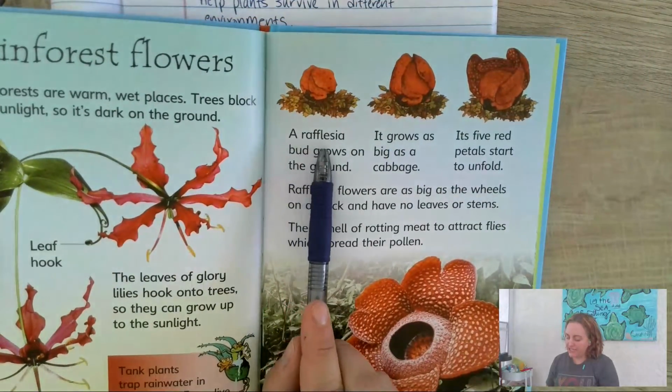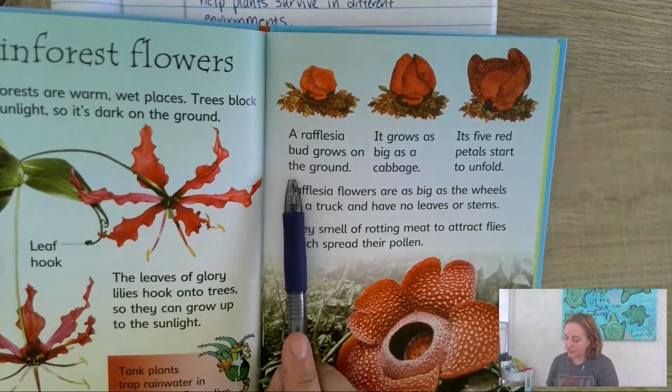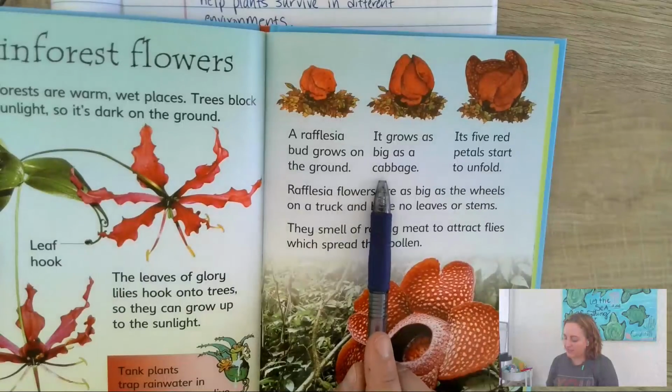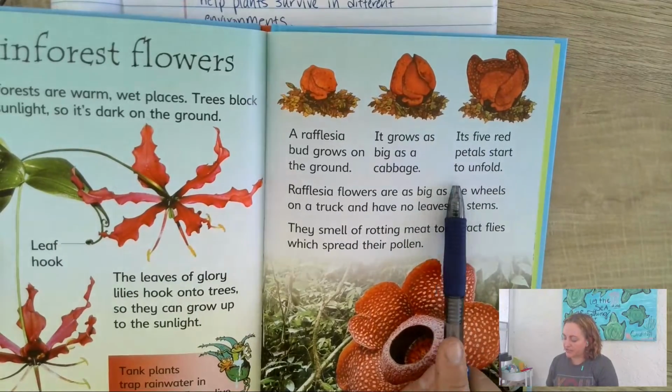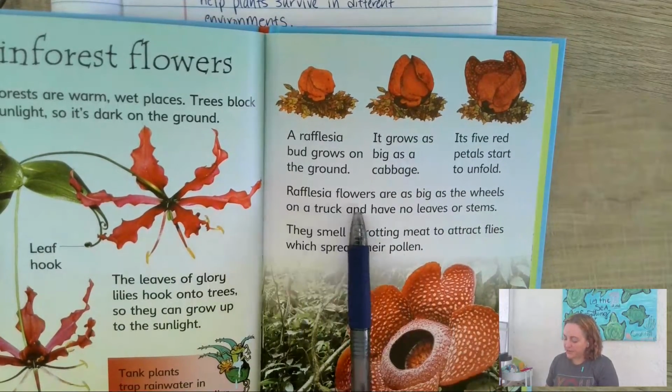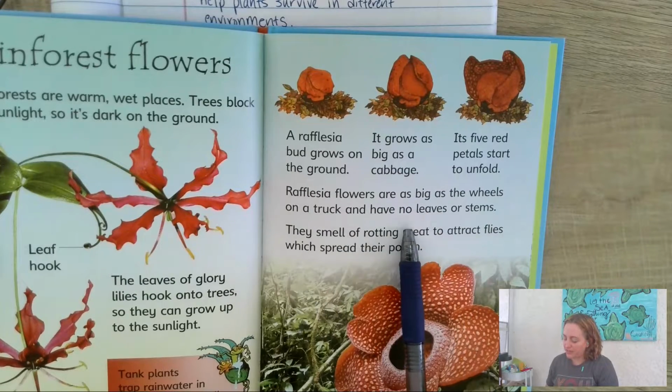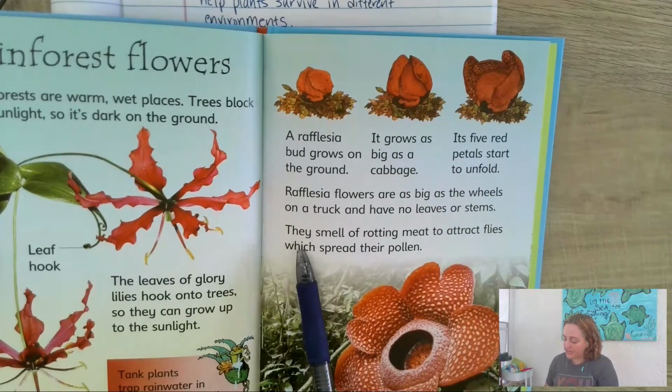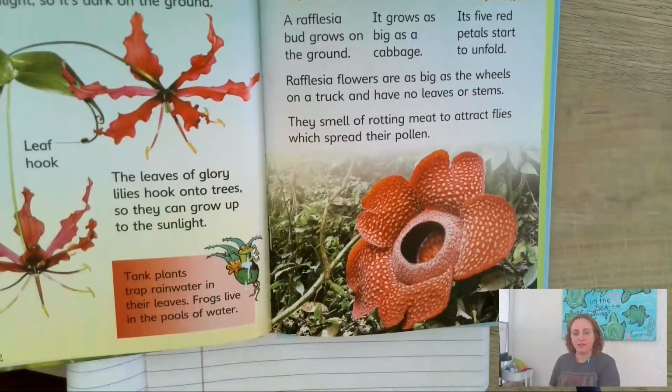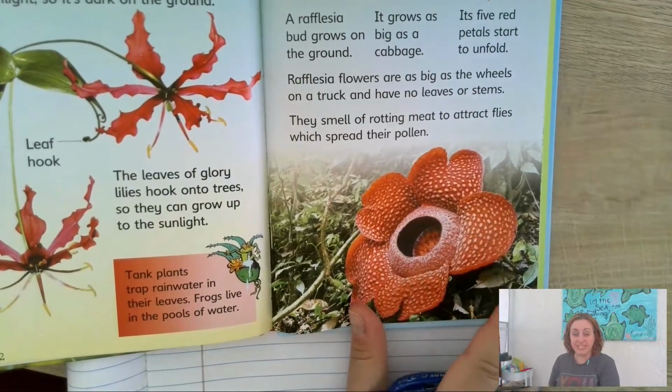The Rafflesia bud grows on the ground. It grows as big as a cabbage. It has 5 red petals that start to unfold. Rafflesia flowers are as big as wheels on a truck and have no leaves or stems. They smell of rotting meat and attract flies, which spread their pollen. Okay, so there are those stinky flowers.